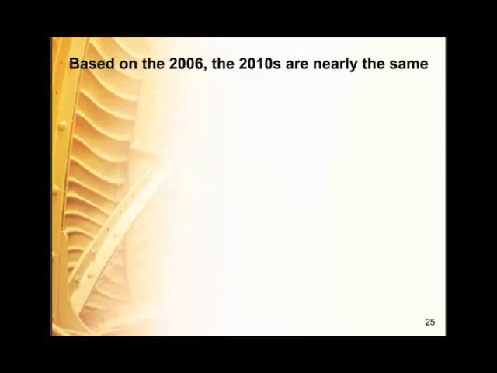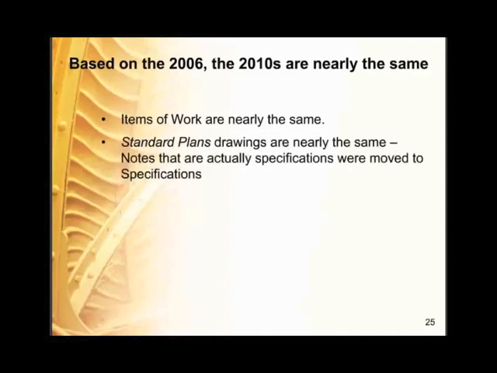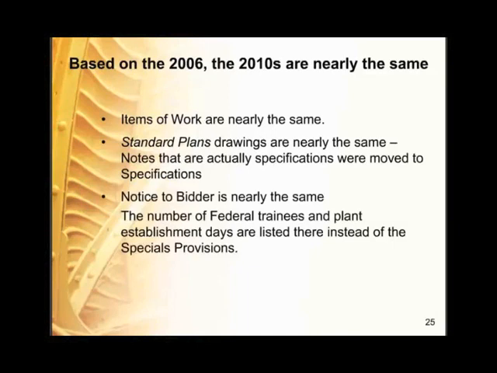Based on the 2006s, the 2010s are nearly the same. Items of work are nearly the same. Standard plan drawings are nearly the same. Notes that are actually specifications were moved into the specifications in the book or as special provisions. Notice to bidders is nearly the same. The number of federal trainees and plant establishment days are listed there instead of in the special provisions as previously in projects using 2006 standards.